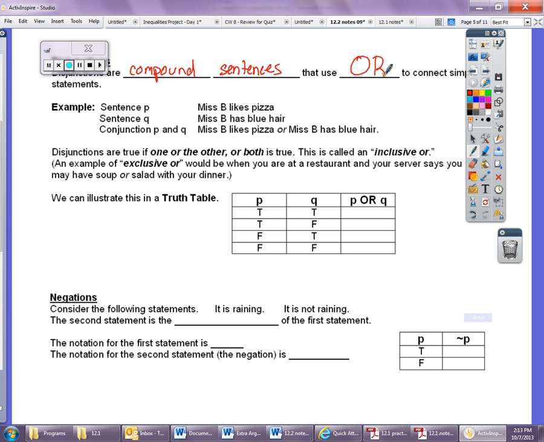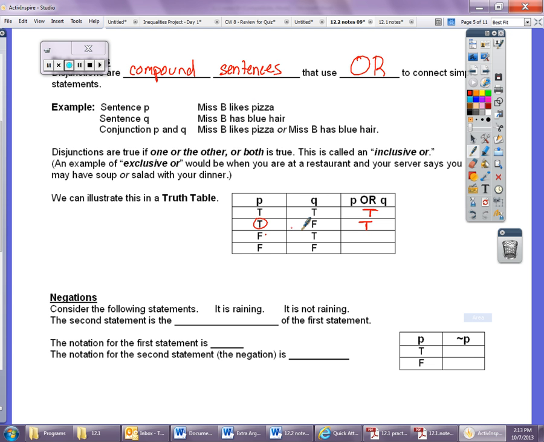But in here we have inclusive, where it can be one or it can be the other, or we can actually have both. You're not going to go to a restaurant where they ask, do you want soup or salad, and you say both. That's why in here it's called inclusive, where we can actually have both of these be true. So we need either P or Q to be true. If P is true and Q is true, or means they're both true. If P is true and Q is false, the statement's still true because Miss B does like pizza.